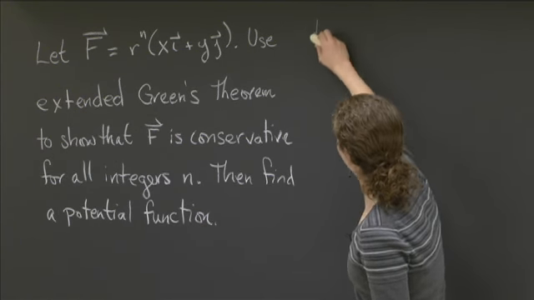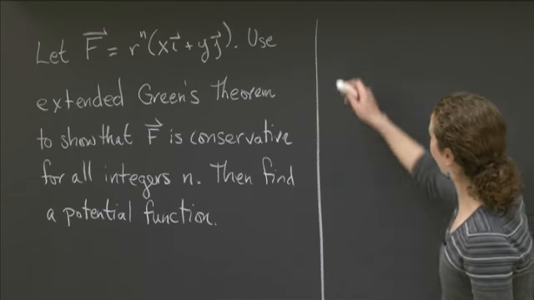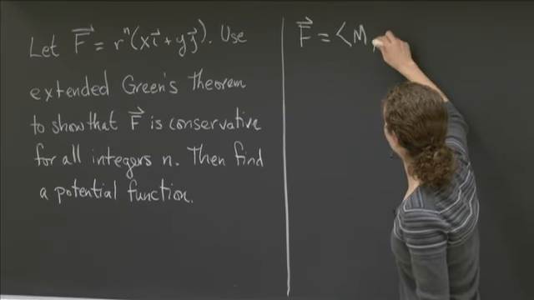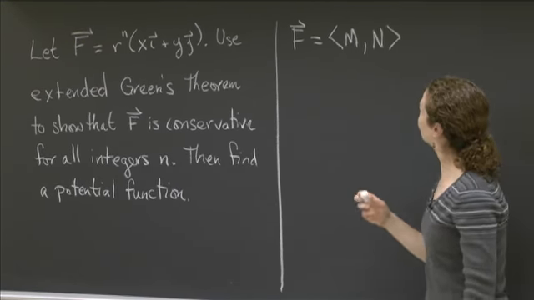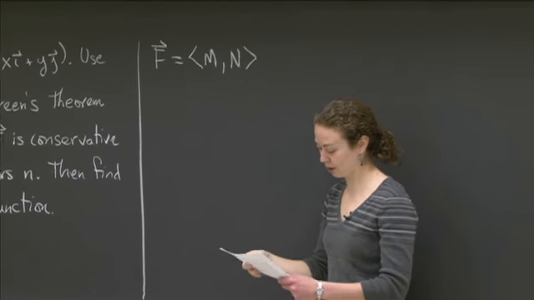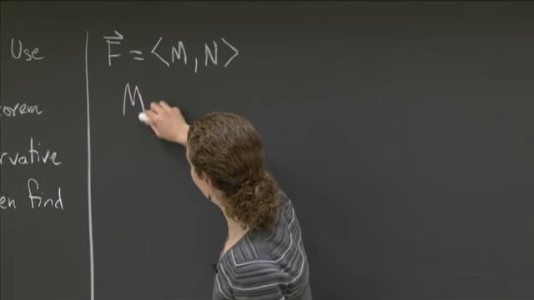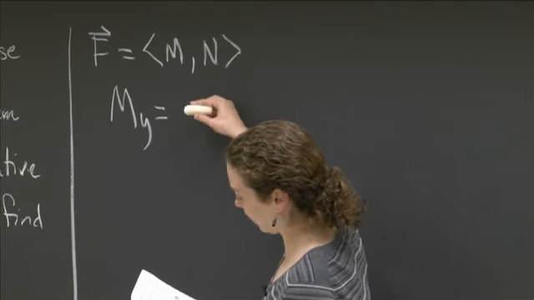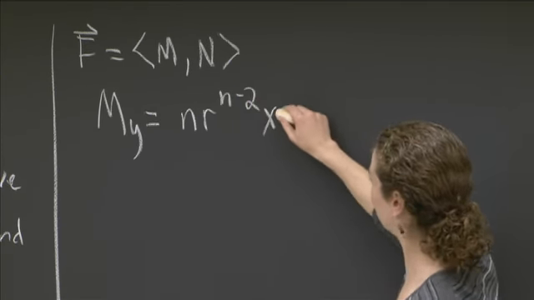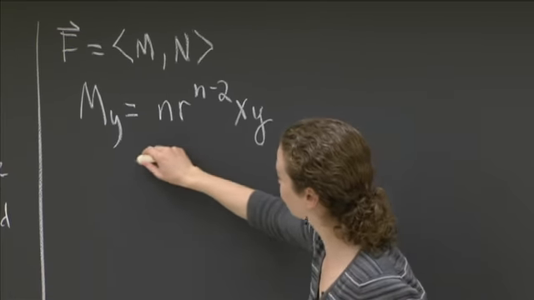Okay, so I want to point out a few things first. The first thing I want to point out is if we denote f as we usually do in 2 dimensions as m comma n, then the curl of f is going to be n sub x minus m sub y. I actually calculated these earlier, but I want to point out that m sub y is actually equal to n times r to the n minus 2 times xy. Let me make sure I wrote that correctly. Yes. But that is also exactly equal to n sub x.